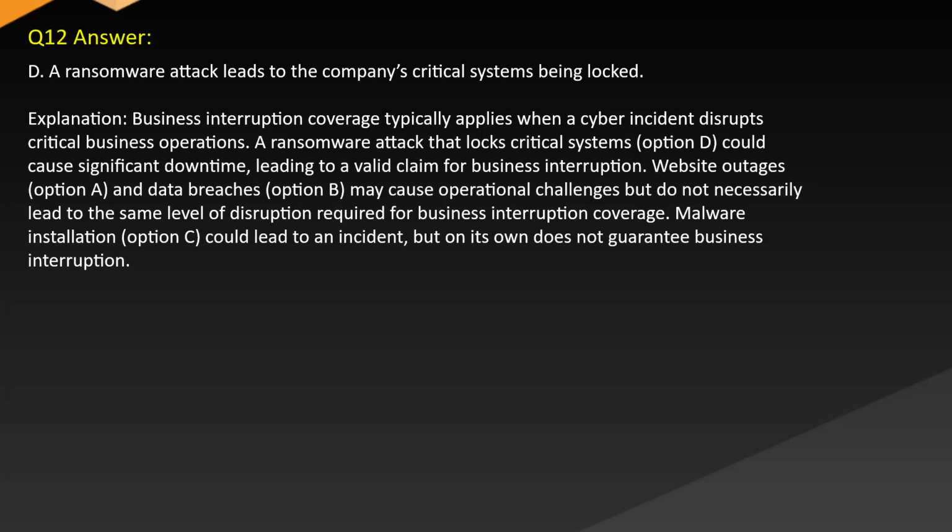Answer D. A ransomware attack leads to the company's critical systems being locked. Explanation. Business interruption coverage typically applies when a cyber incident disrupts critical business operations. A ransomware attack that locks critical systems, option D, could cause significant downtime, leading to a valid claim for business interruption. Website outages, option A, and data breaches, option B, may cause operational challenges but do not necessarily lead to the same level of disruption required for business interruption coverage. Malware installation, option C, could lead to an incident, but on its own does not guarantee business interruption.